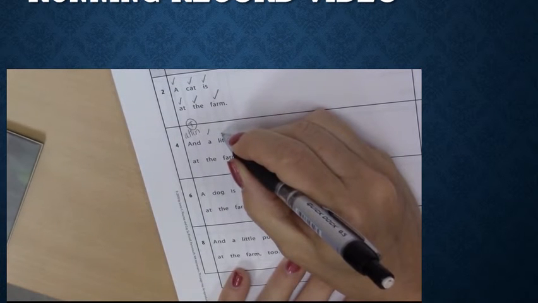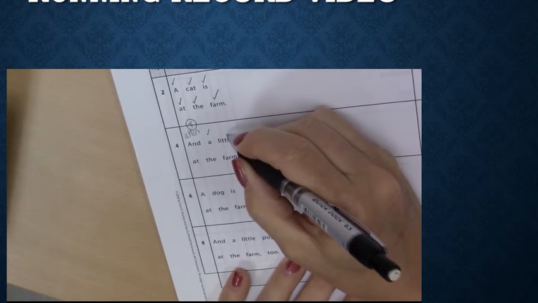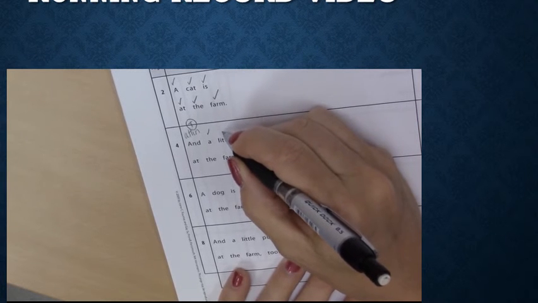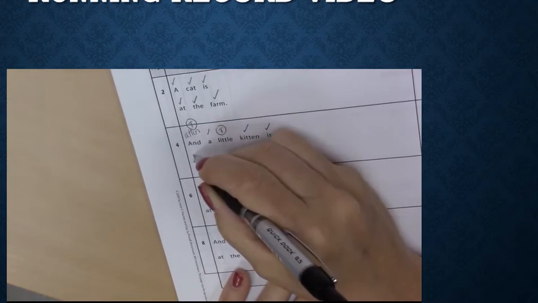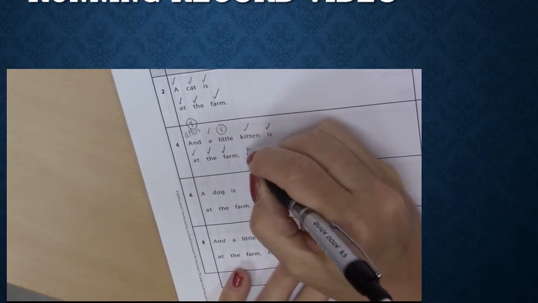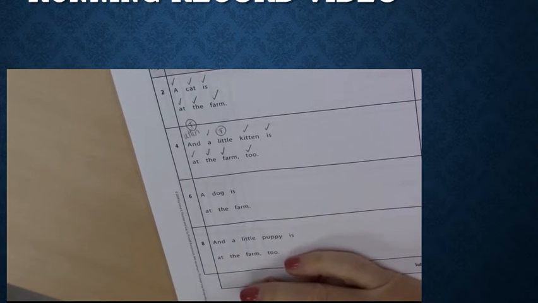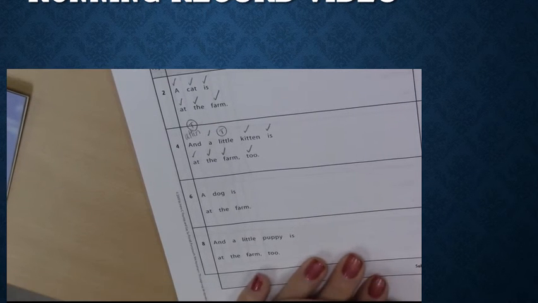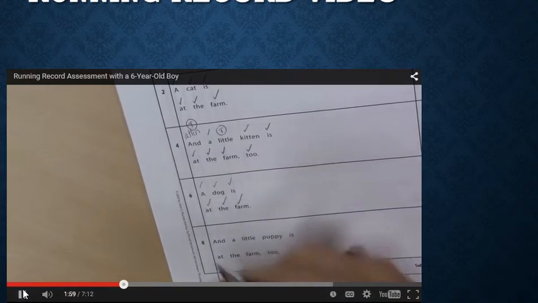I don't know what that is. I think that's kitten. Oh, that's kitten right there. I don't know what that one is. You've got the sounds. I don't know that one. Little kitten is at the farm too. Good job. It's a cute little kitten, isn't it? Yeah. I love those. I used to have a dog right here by the garden. Oh, I'm sorry. A dog is at the farm.